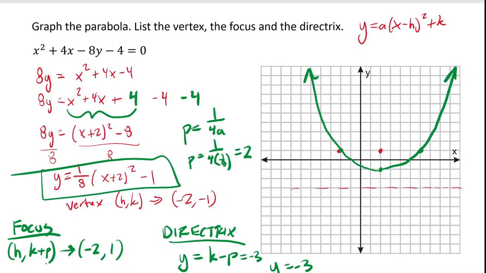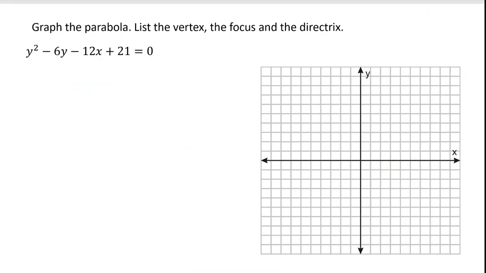Let's look at another example here, but this one will be a horizontally oriented parabola. We know that it's a horizontally oriented parabola because the y values are being squared here, or the squared term is y. So I'm going to do the same thing, but my ultimate goal is to get it into this form: x equals a times (y minus k) quantity squared plus h. Okay, so if I need it in this form, that means I'm going to need to complete the square, but this time with the y values.